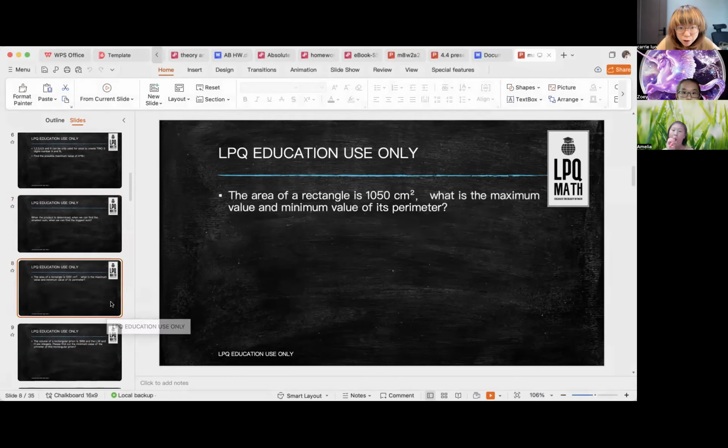Understand? Okay, so let's take a look at this one. The area of a rectangle is 1050 centimeters squared. What is the maximum value and the minimum value of the perimeter? And make sure that the width and the length are integers.